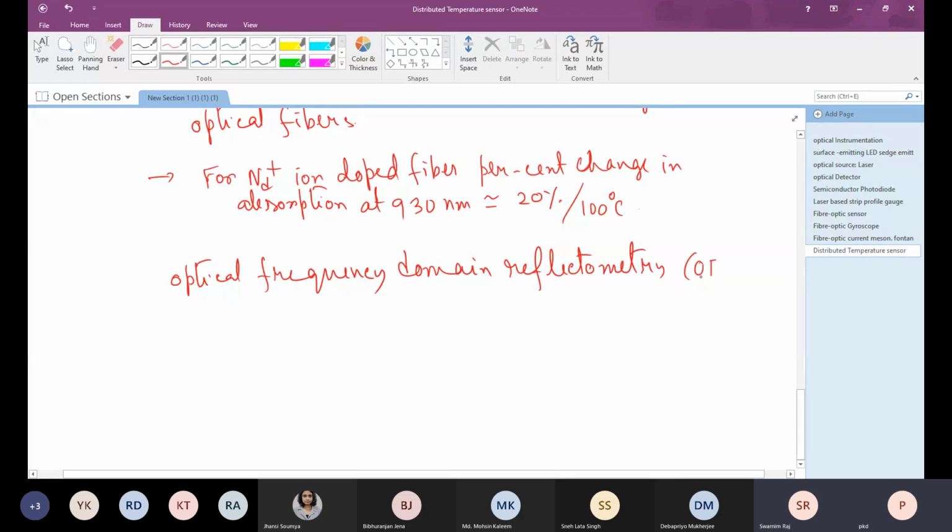Excuse me, sir. I had one question. When the heat is applied to the sensing arm, not only the length but the refractive index also changes. So how can we use a constant refractive index in our calculations?